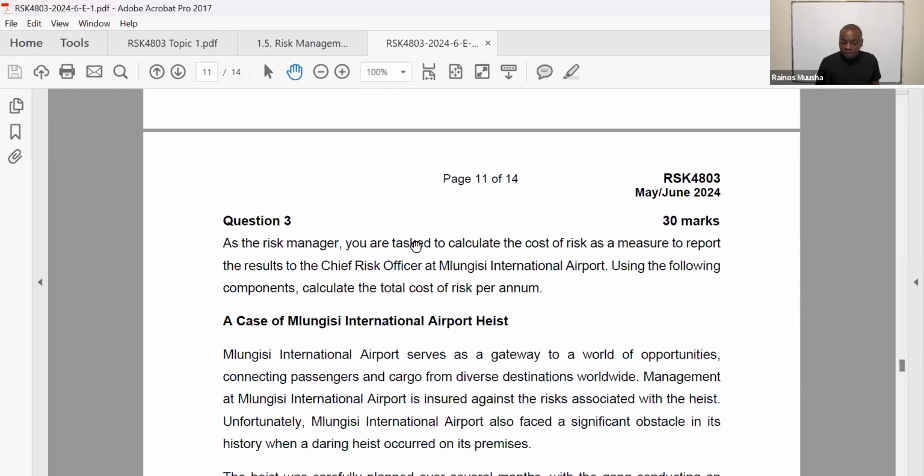as the risk manager, you are tasked to calculate the cost of risk.